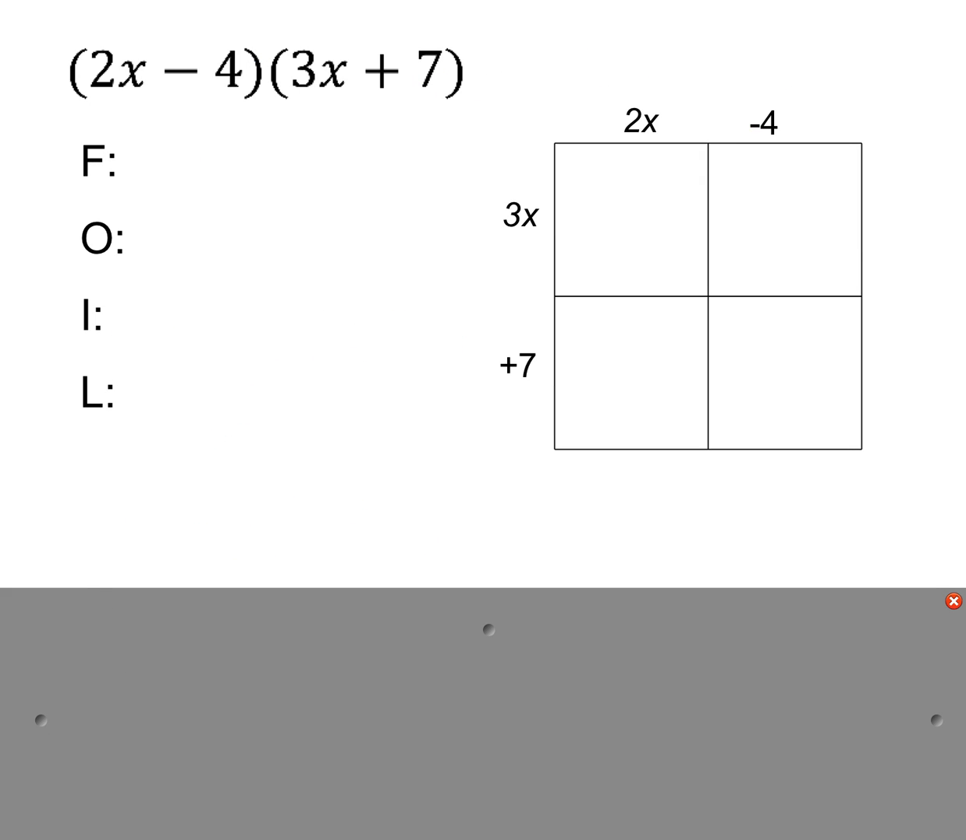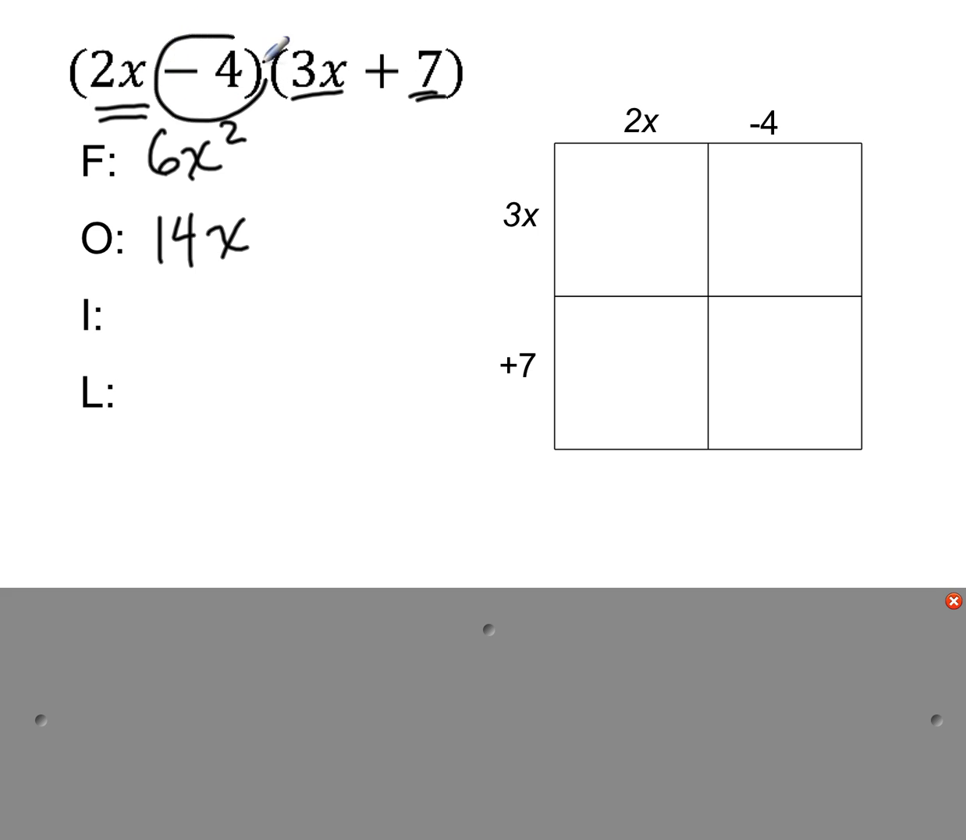So here's another problem we're going to do. I'm going to do them both ways so we can practice them. First I'm going to multiply 2x times 3x, and I get 6x squared. Outside, I'm going to do 2x by 7, and I'm going to get 14x.